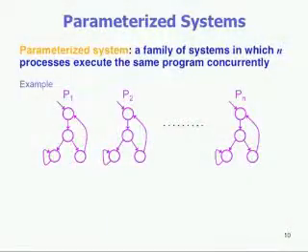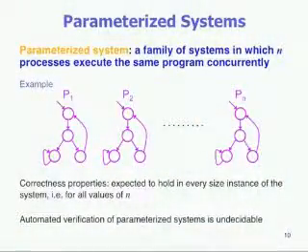The other model I looked at was the parameterized system. A parameterized system is a family of systems in which n processes execute the same program concurrently. This is an example of a parameterized system. These models are used to model lots of distributed and concurrent protocols, such as cache coherence protocols, mutex algorithms, and resource sharing protocols.